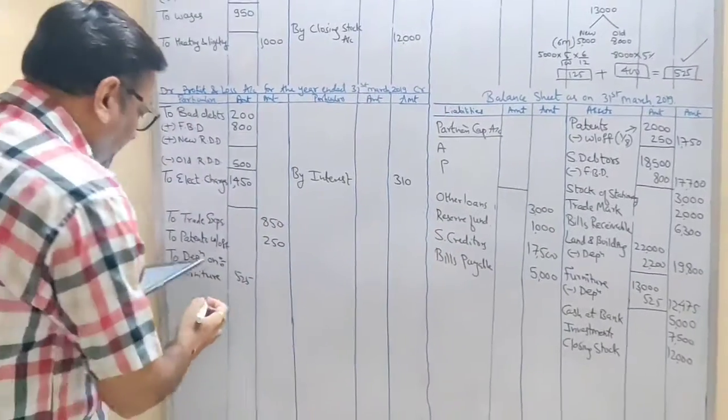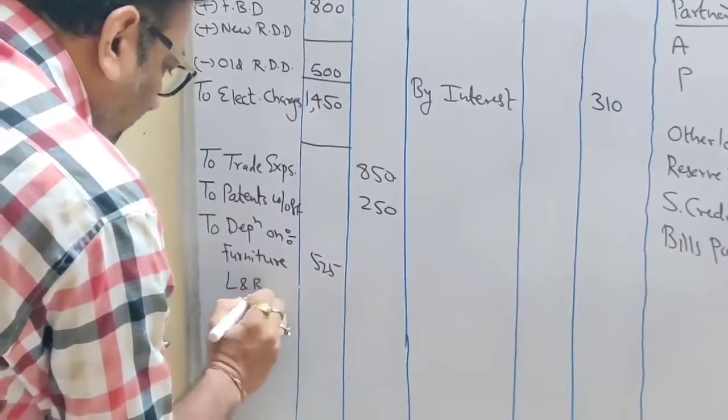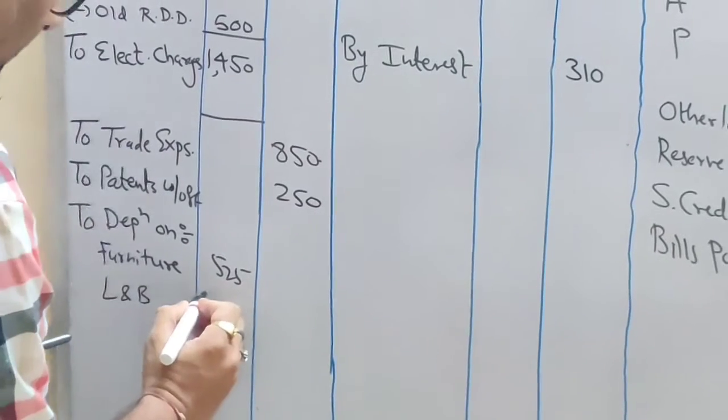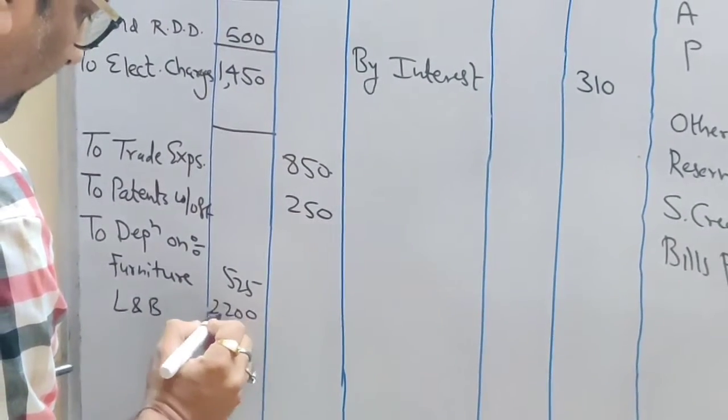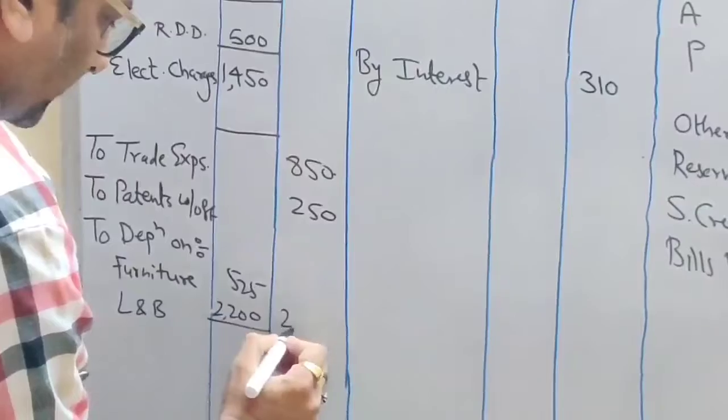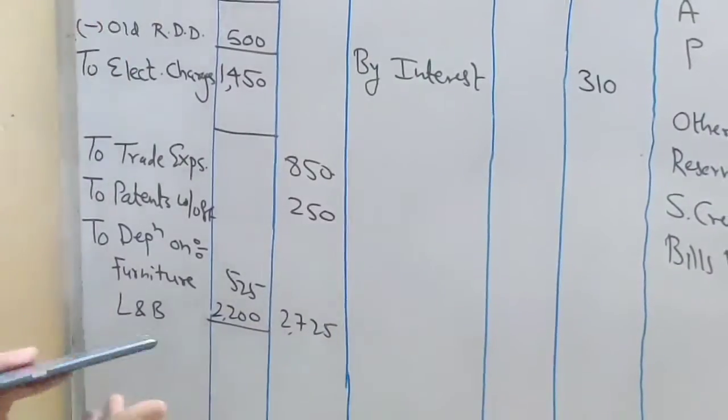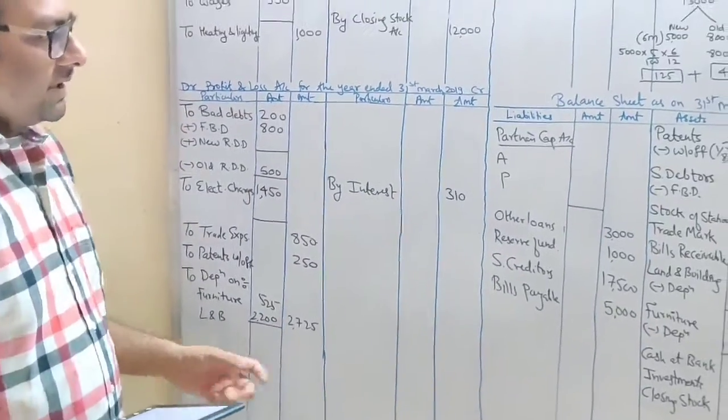Now second effect, students. Second effect you will write it here. Land and building 2,200. So total will be 2,725. Am I clear with this?